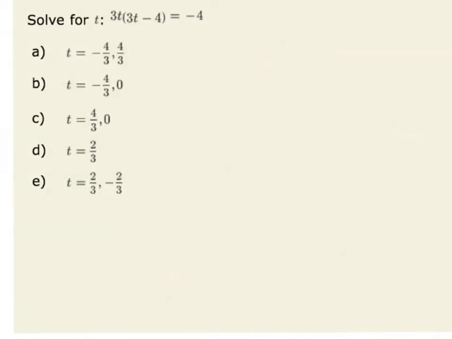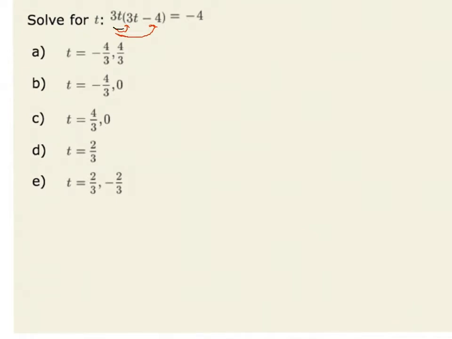In this problem, we are asked to solve for the variable t, given that 3t times a quantity of 3t minus 4 is equal to negative 4. One way to approach this problem is to simplify the left-hand side by using the distributive property. Using the distributive property, we will get the following.